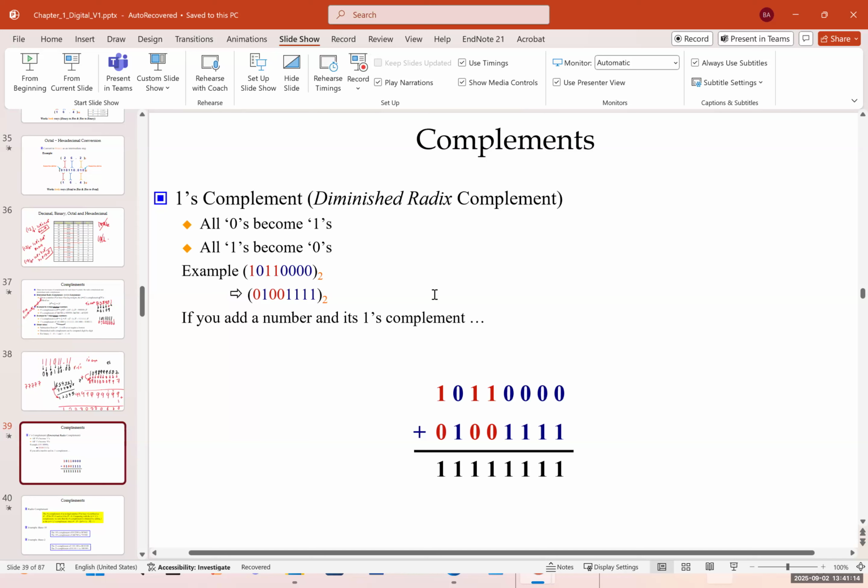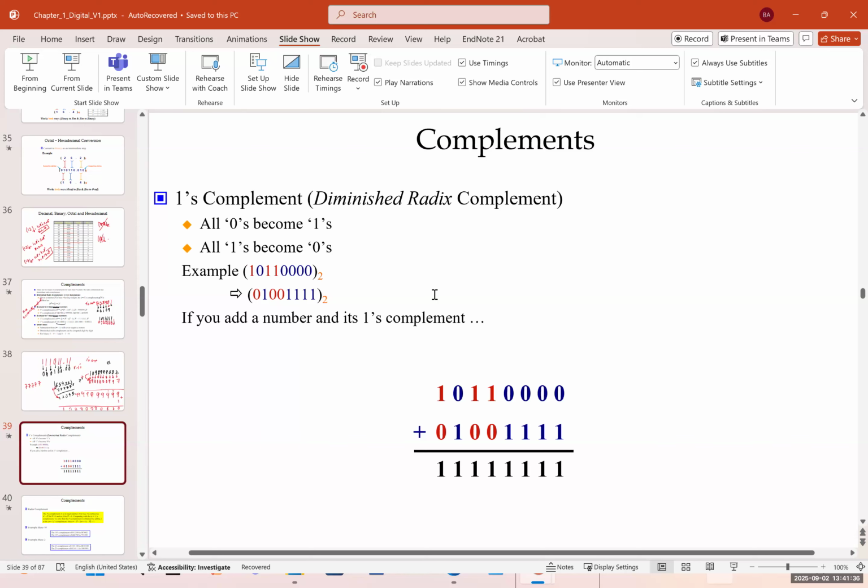We do it through a process called the complements. We have diminished radix complements and radix complements. This is an example, and we're going to mainly focus in this course on the ones complement.